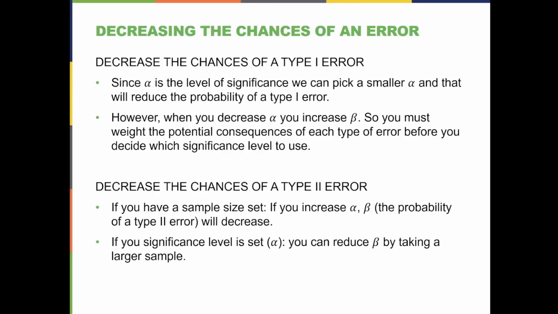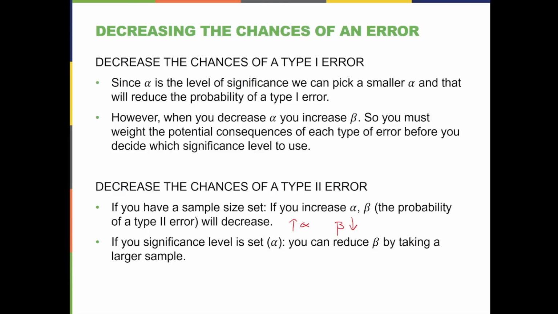Now, to decrease the chances of a type 2 error, if you have a sample size set, so if you know how many people you're going to sample, I'm going to sample 100 people. If you increase alpha, beta, the probability of a type 2 error, will decrease. So if you have a sample size set, if you increase alpha, beta will decrease.